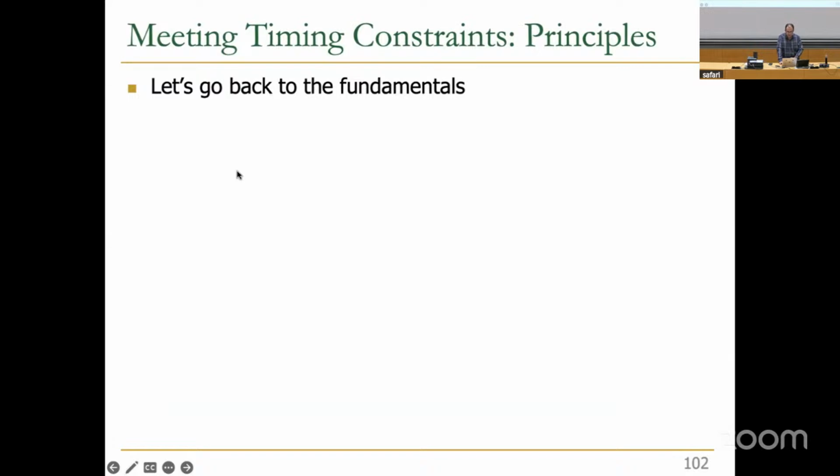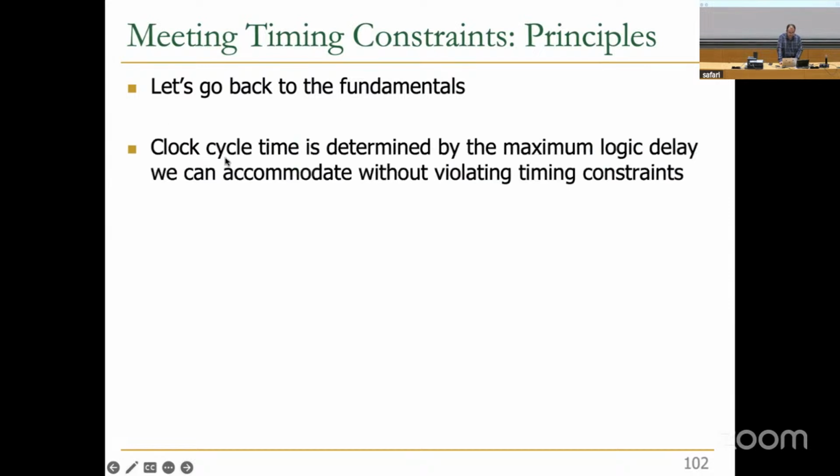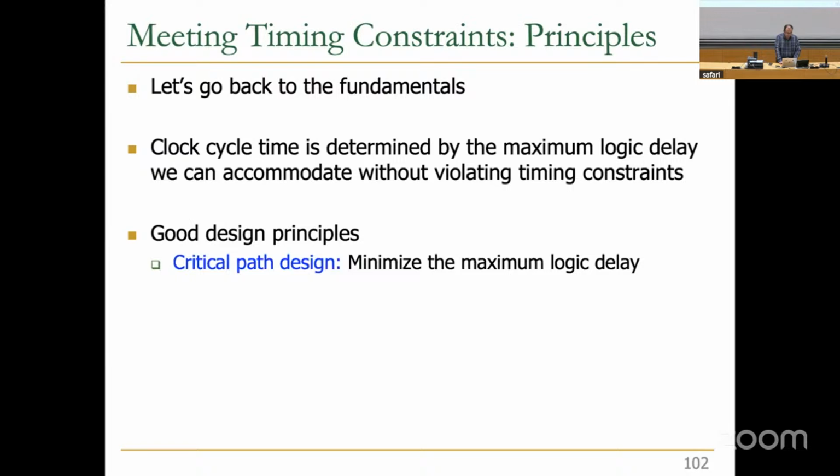But there are some principles that we basically need to follow when we want to meet timing constraints. So let's go back to the fundamentals. Clock cycle time is determined by the maximum logic delay that we can accommodate without violating timing constraints. There are several good design principles that we should follow. We're going to also look into these design principles later on when we look into microprocessor design, but here I'm going to also provide them.